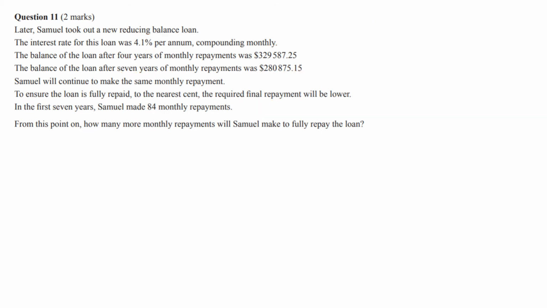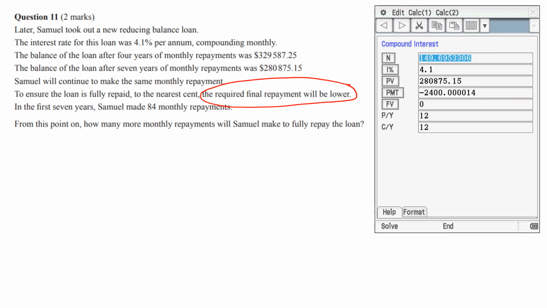Now I'm going to add some bonus content, which is not in the question, but it said the final payment will be lower, and there's often a final repayment kind of question. So I just want to show you a technique for working that out. Now, we did before the calculation that we worked out that we needed 149.695 3306 payments. So just like we worked out the payments before, you've got dollars and you've got time, we're going to go all the way from here to here.